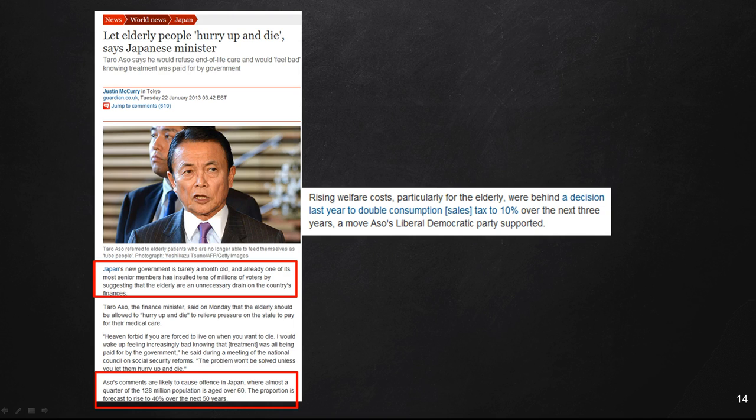While this article is from 2013, it still stresses the concerns about the cost of aging elderly people here. Here it says Japan's new government is barely a month old, and already one of its most senior members has insulted tens of millions of voters by suggesting that the elderly are an unnecessary drain on the country's finances. The comments are likely to cause offense, as one quarter of Japan's 128 million population is aged over 60. So they want them to kind of hurry up and die. These people are costing their economy a significant amount of money.